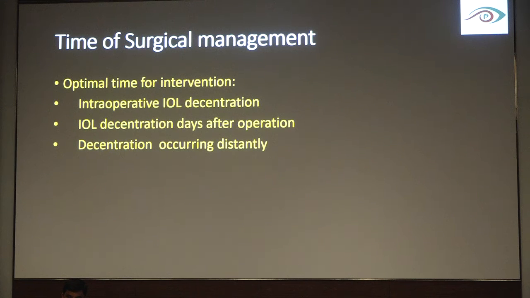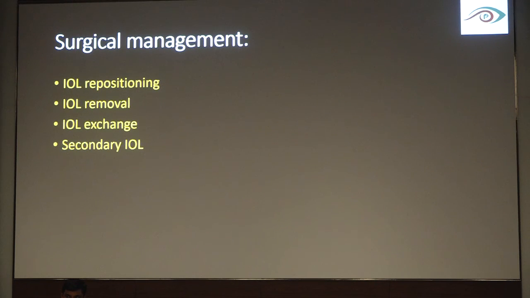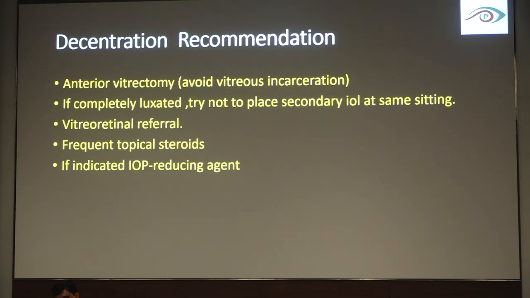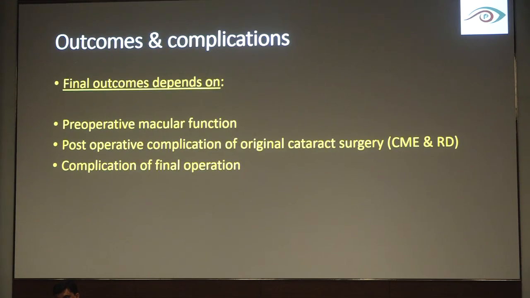Depending upon the situation, how bad the complication is, that is the time you go to intervene. How are you going to intervene? One, either you try to reposition it, or you try to remove it and exchange it, or lastly you go with your secondary IOLs. Before you do anything, when you see the decentration is already there, try to do a proper anterior vitrectomy, take a VR opinion if you need, and manage the subluxation.